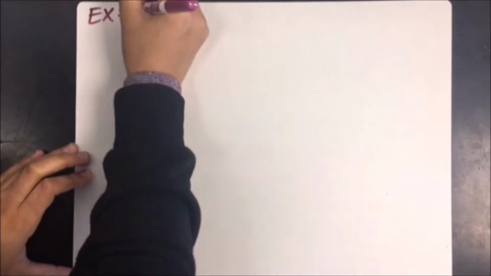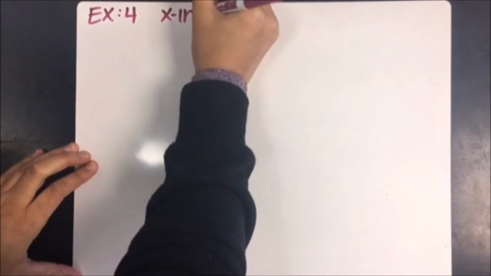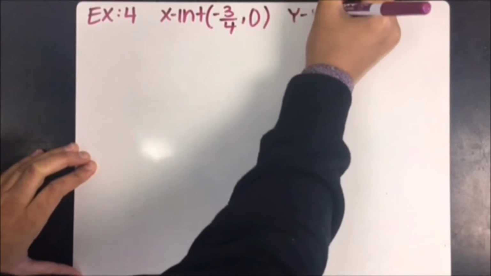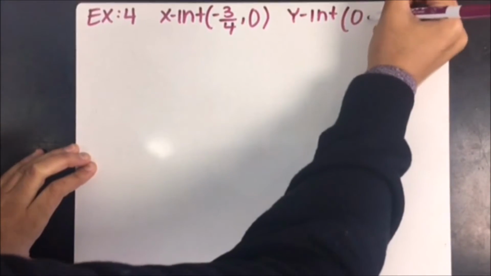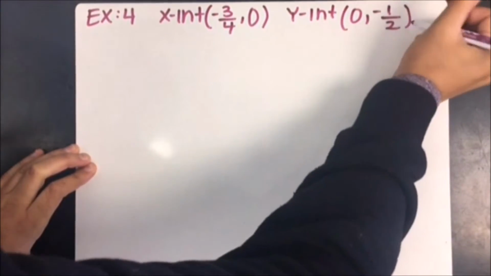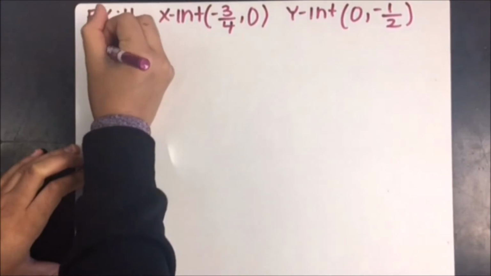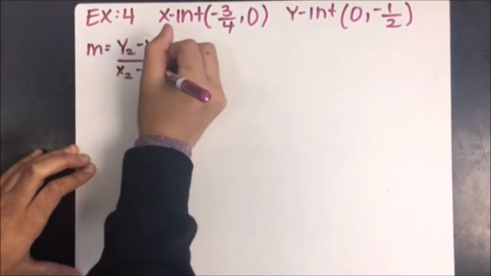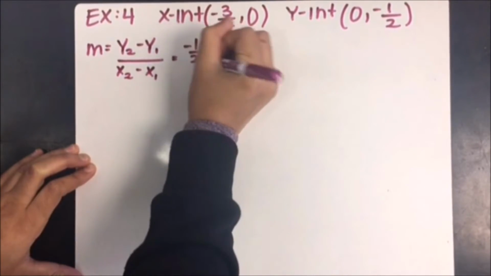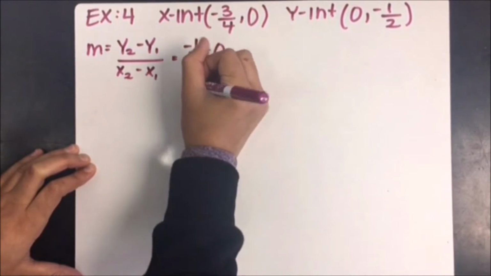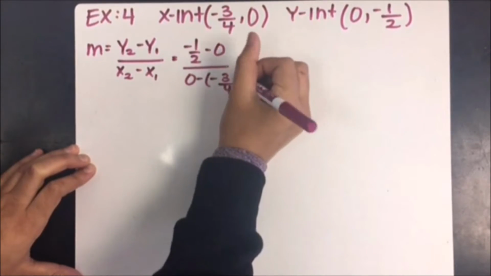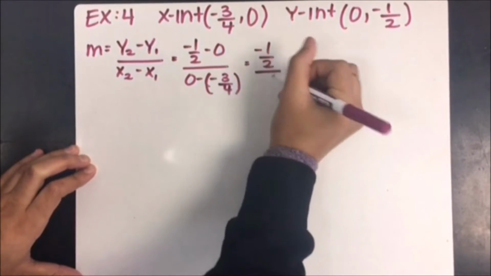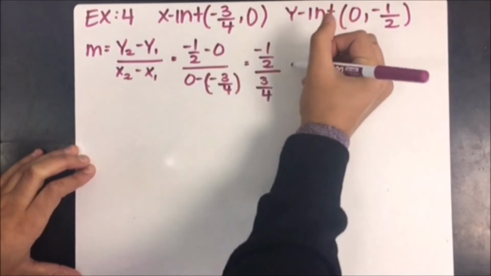Now moving on to our last example for today, we have x-intercept, which is (-3/4, 0), and our y-intercept is (0, -1/2). This is a little bit more complicated, but still doable. So we're going to use our slope formula, which is the same as before, and then fill in the given. Make sure to keep with that double negative, which is the same as a positive, but it just keeps it easier if you put both of them down.